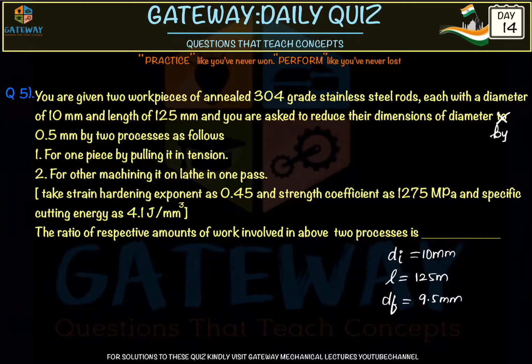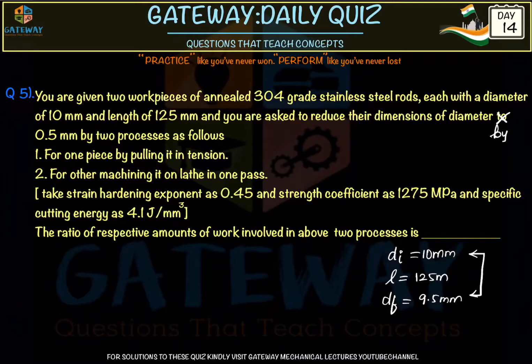And what else is given in the question? It is said that we will be doing this reduction in two processes on the two workpieces. On one workpiece we will use one method, and on the other workpiece another method. Here comes our main difference between forming and machining operations: why we prefer forming over machining, or machining over forming. I have taken this question just to show you the difference between forming and machining.